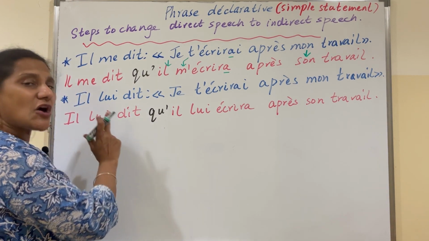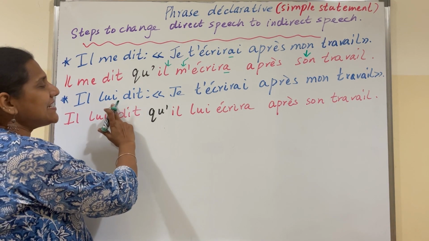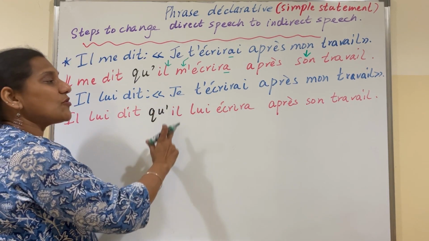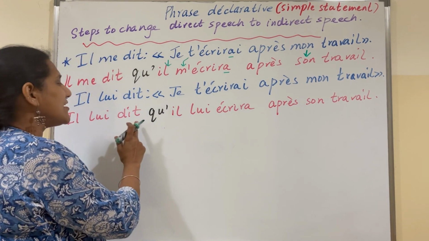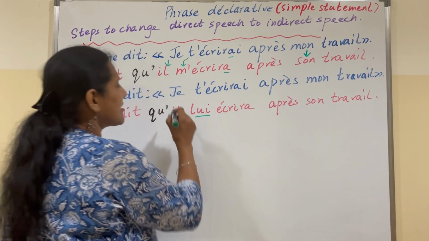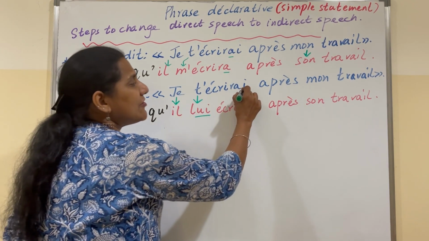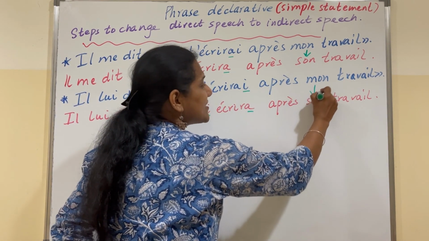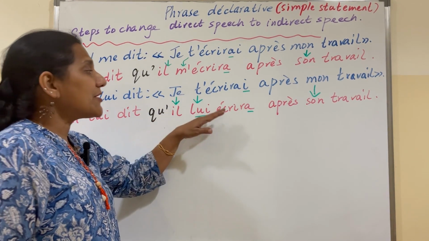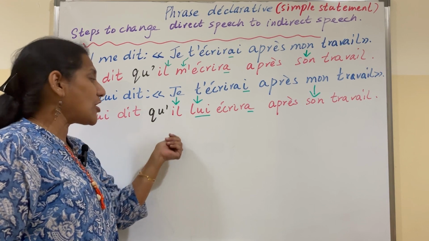So, in the main clause, who's talking to him? Il lui dit, he's talking to him. He tells him, I'm going to write to you after my work. He tells him that he's going to write to him after his work. Now, here we said, il lui dit qu'il lui écrira après son travail. Je changes to il, te changes to lui, the verb changes and mon travail changes to son travail. Now here, why did this change to lui? Because écrire is a verb which is followed by à. So therefore, we've got an indirect object here.